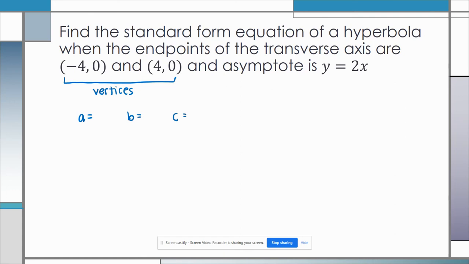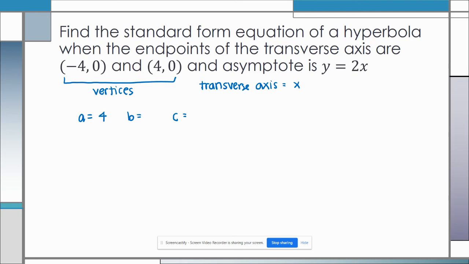Hopefully we're aware, just like in our last example, that if we are dealing with (-4, 0) and (4, 0), if I was to average those, our center is at (0, 0). So that means we were moving left and right 4. When we're given the asymptote, notice that our transverse axis is really the x-axis because, once again, our vertices move left and right.